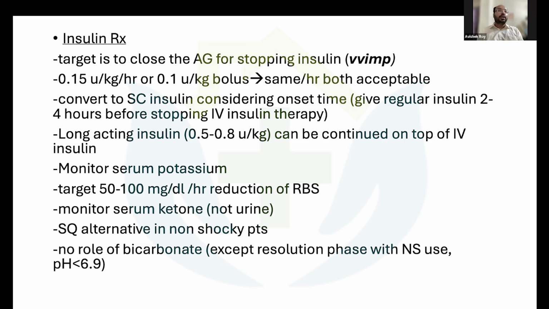Subcutaneous insulin can be an alternative for non-shocky patients, meaning patients who are not on vasopressors. You can solely manage DKA on subcutaneous insulin. Again, for exam purposes, it's better to not go into these controversial things. And there is no role of bicarbonate except for life-threatening emergencies like pH of less than 6.9.